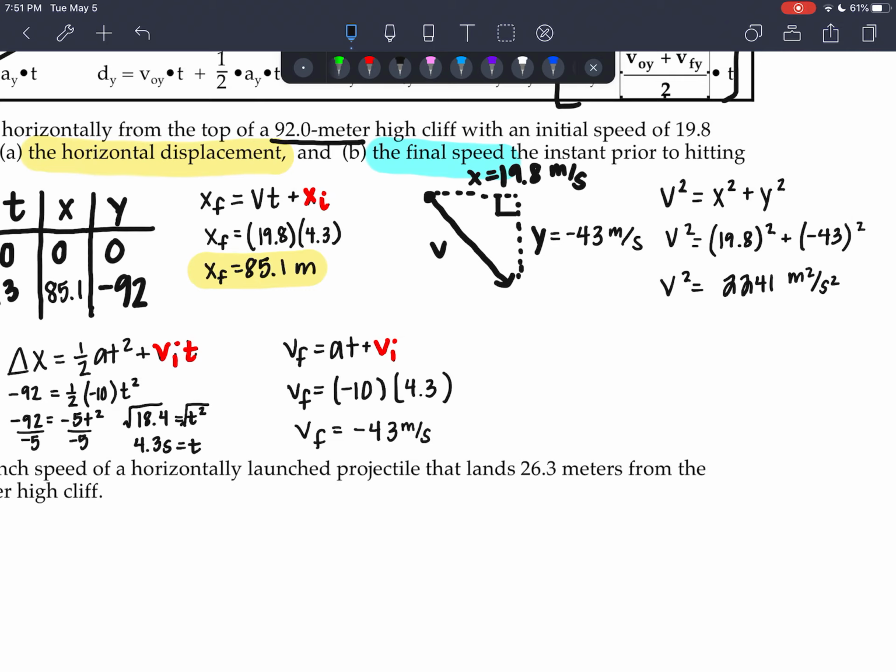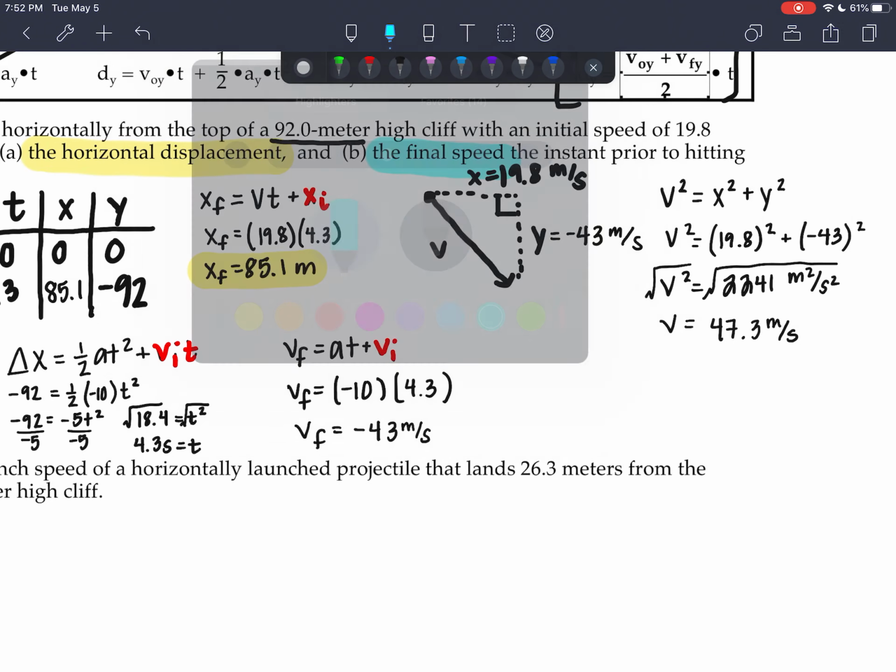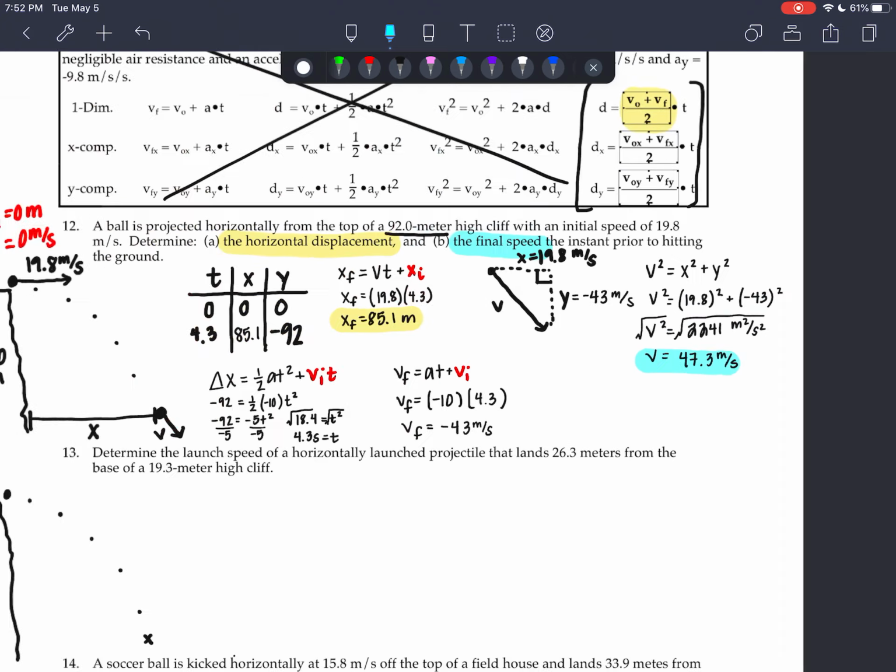Now, I'm not trying to find velocity squared, I'm just trying to find velocity. So I'm going to square root both sides. When I do this, the square root of my answer, oops, not the cube root, the square root of my answer is 47.3 meters per second. So this is my final speed of the ball.